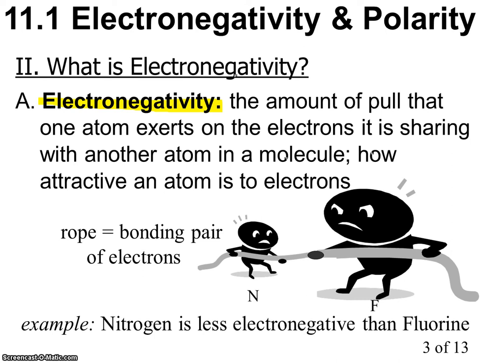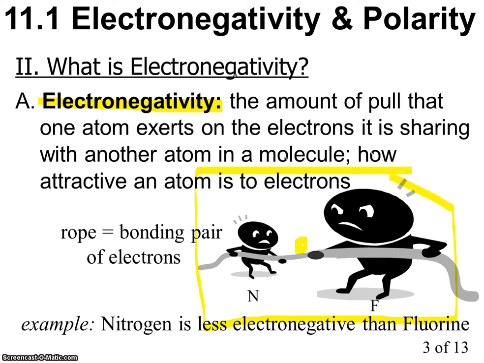electronegativity. So what this is, is the amount of pull that one atom exerts on the electrons it is sharing with another atom, or how attractive one atom is to the electrons. So for example, we have a tug of war going on here between 2 elements. The rope represents any shared electrons.